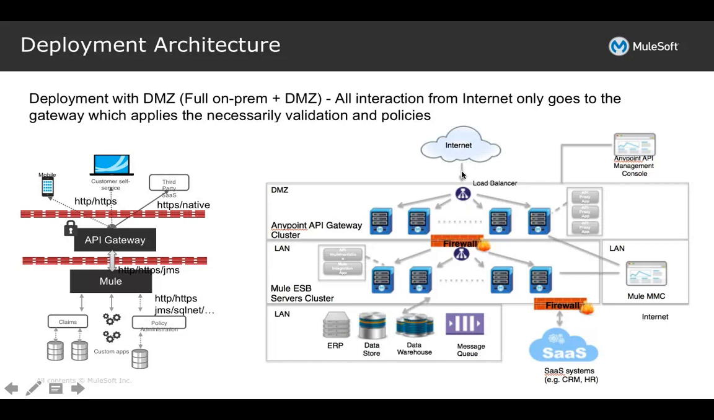So here, the APIs deployed in the API gateway are managed by the API management console. All the APIs are enforced with policies using the API management console, whereas MMC is used for deployment or undeployment, and to manage and monitor all these servers, including the API gateway and MuleSoft servers.